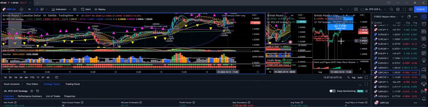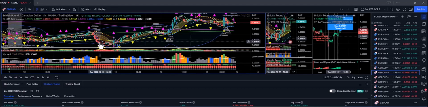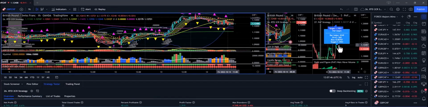British pound Canadian dollar, we don't have a price target on the strategic picture. Price action below the dragon, then shot up above the dragon. Overall consolidation at the beginning of the week, and then towards the end of the week, some nice gains with a profit of $3,429.